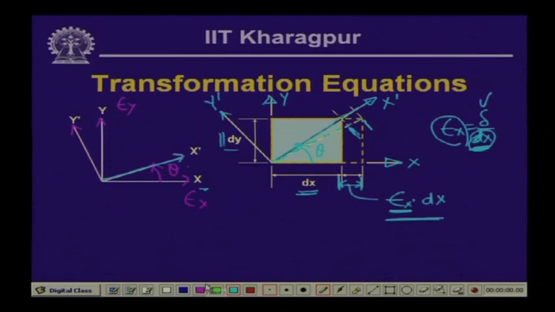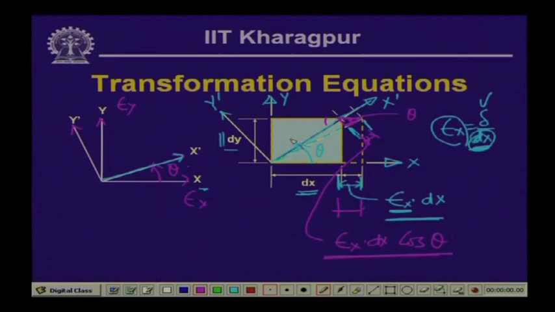Now, the horizontal distance is epsilon x dx. Since this angle is theta, and this is being small, this particular one also we are calling theta. Hence, the extension of the diagonal is the horizontal distance times cos theta, so this extension is given as epsilon x dx cos theta. So, this is the extension of the diagonal.